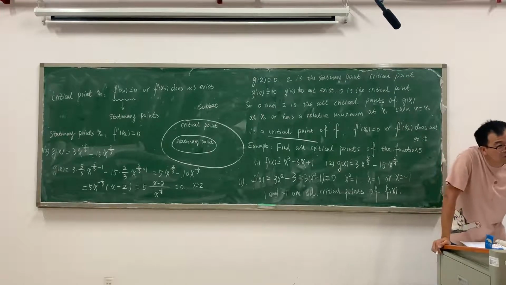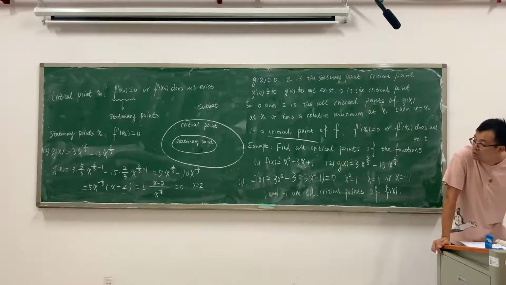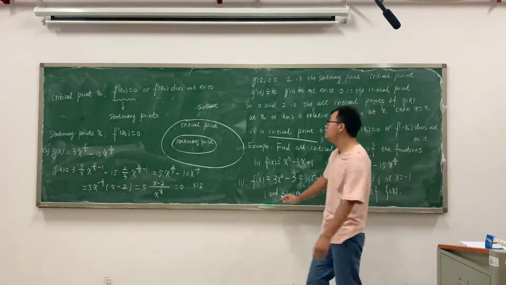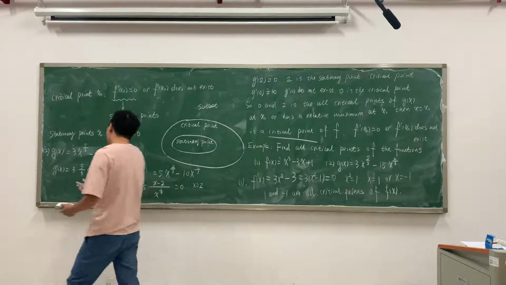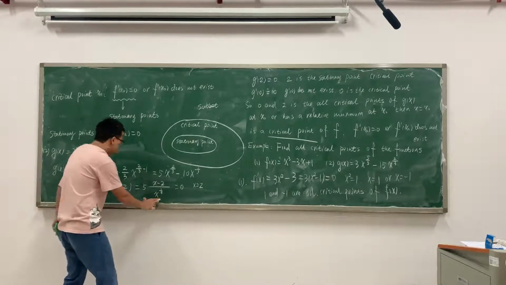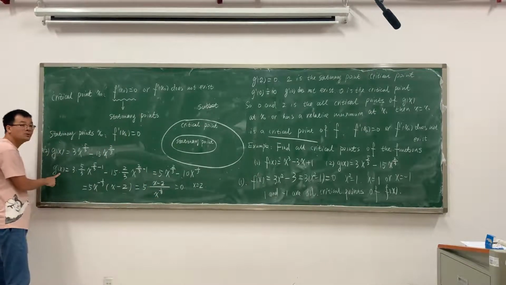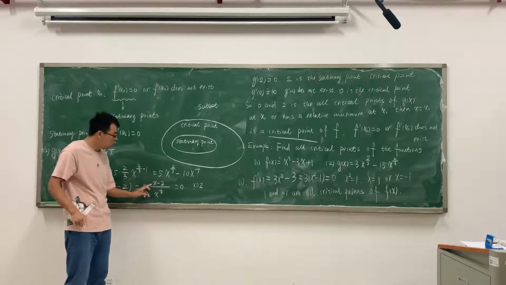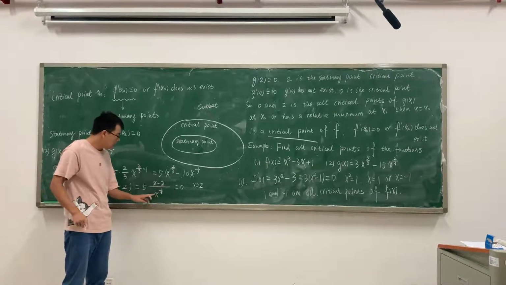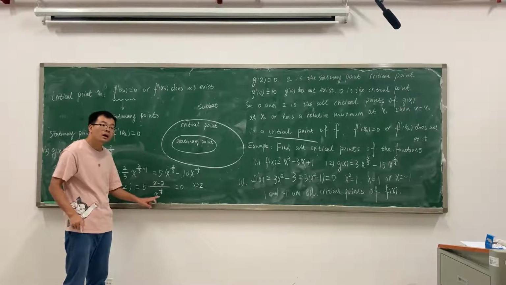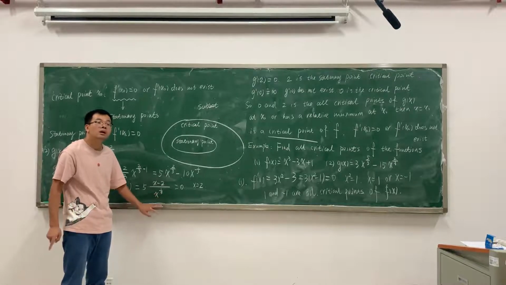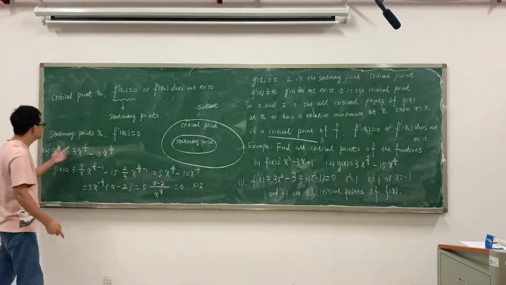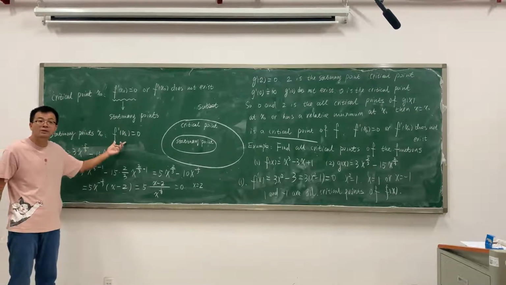Actually, you can see g prime equal to here. So g prime 2 actually equal to 5 times 2 minus 2 divided by 2 the cube root. So it equal to 0. So the stationary point is where the derivative equal to 0.